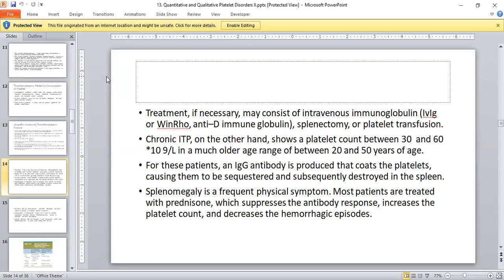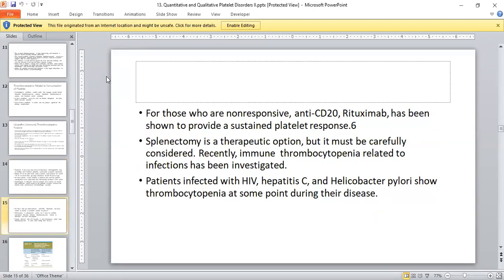So that's what causes the reduction of the platelet count. For this one, the chronic ITP is treated with prednisone to suppress the body's immune response. The suppression of the immune response increases the platelet count and decreases any hemorrhagic episodes. So if prednisone is given and it does not work, you can give anti-CD20, rituximab, which also works.